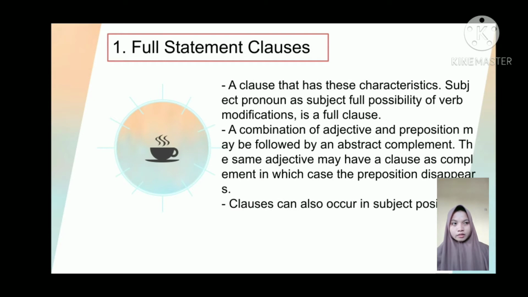First, full statement clauses, a clause that has a subject pronoun, a subject form. Possibility of verb modification is a full clause. A combination of adjective and preposition may be followed by an abstract complement. The same adjective may have a clause as complement, in which case the preposition disappears. Clauses can also occur in subject position.